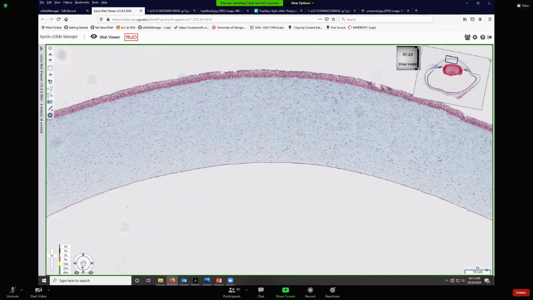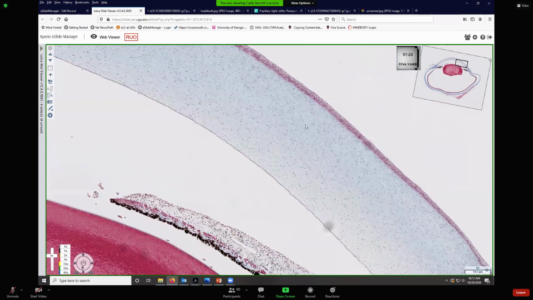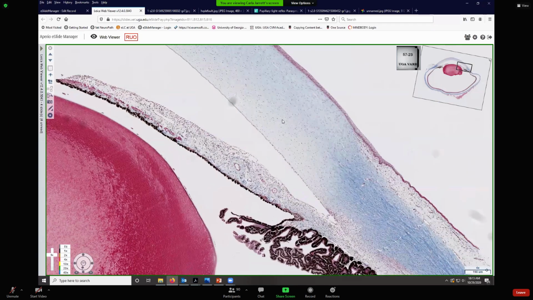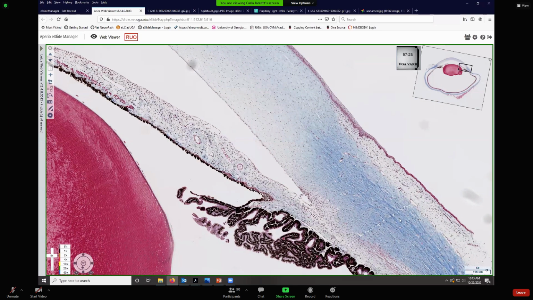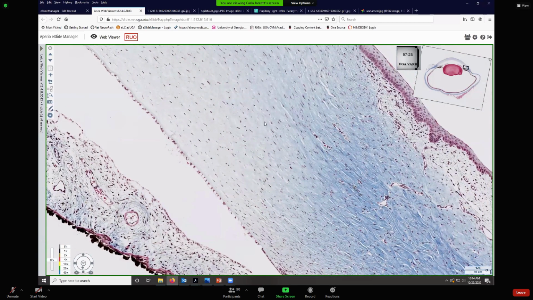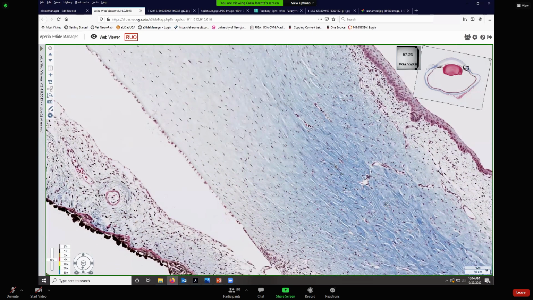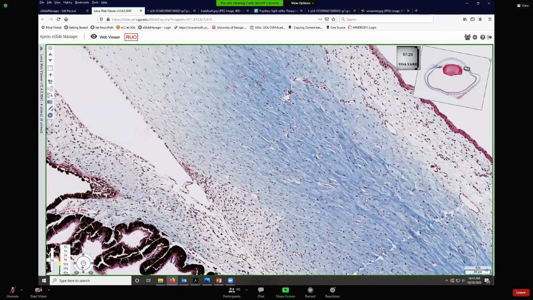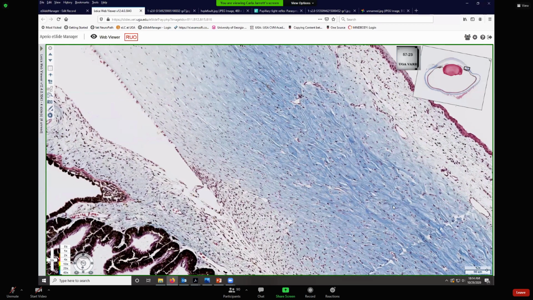And of course, we look at the limbus, which is that junction between the cornea and the sclera. You have your somewhat regularly arranged, specially arranged fibroblasts and collagen fibers in the cornea, and then you just have your regular connective tissue of the sclera.